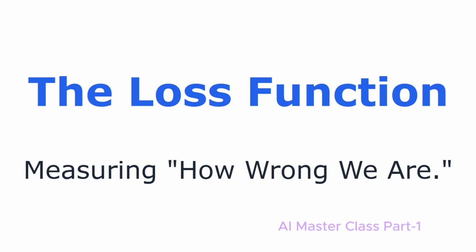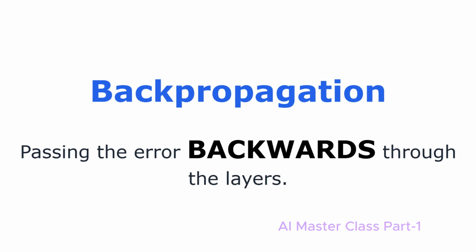If that number is big, that means we were very wrong, and a small number means we were close, and obviously 0 means perfect prediction. So the main goal of training is to make this loss as small as possible. Now we have the error and we need to pass that error back into the previous hidden layers. That process is known as backpropagation.